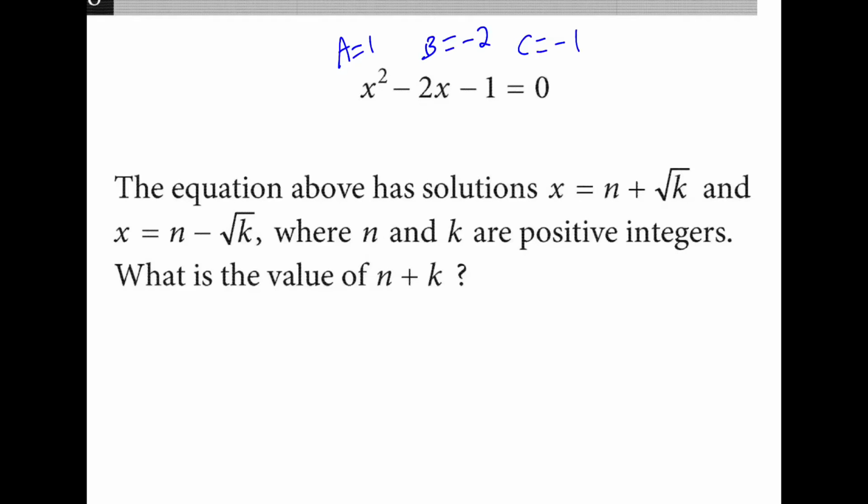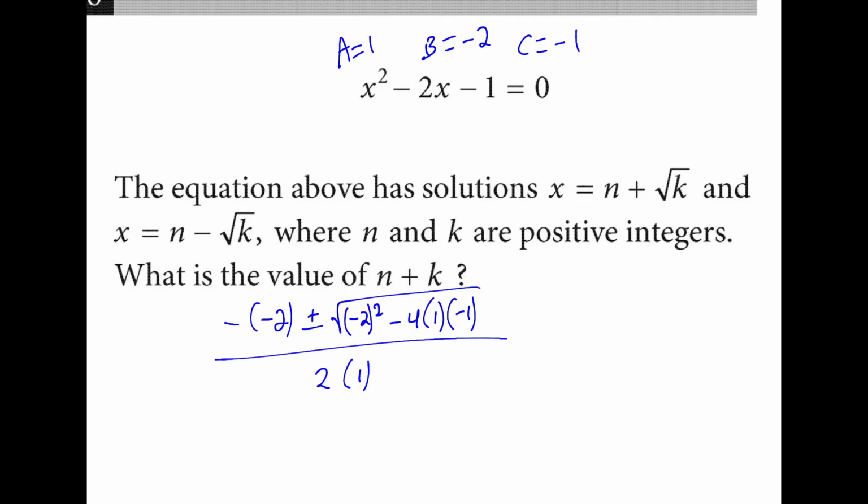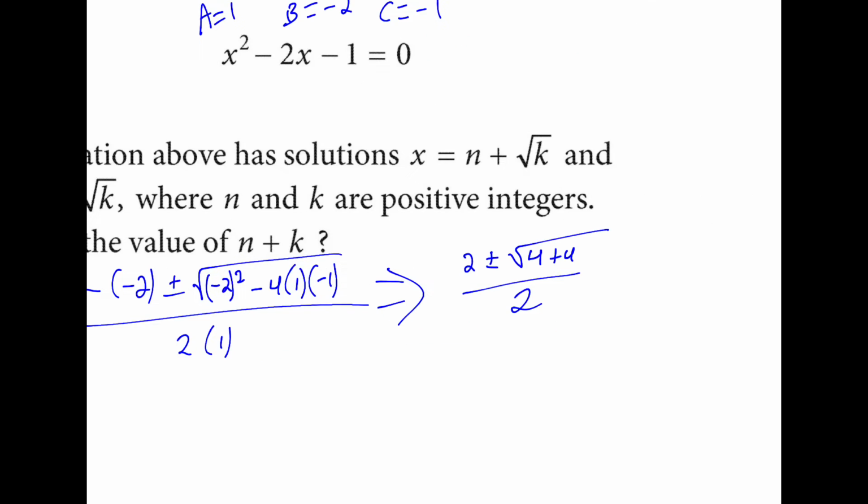So there's my a, b, and c values. Plug it in like this. This ends up being 4 plus 4, which I could write as 8, or I could look for that perfect square factor and write it as 4 times 2. So this simplifies to 2 plus or minus 2 root 2 all over 2.